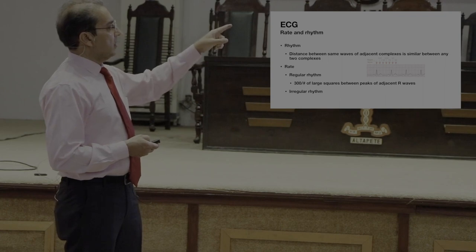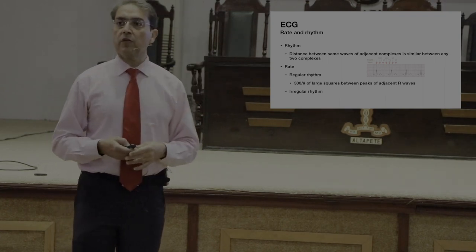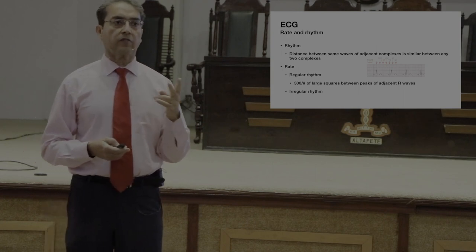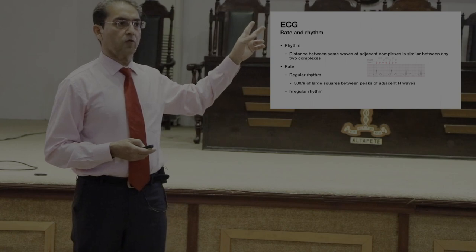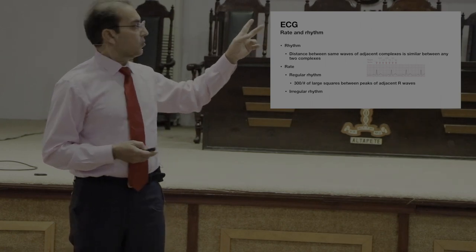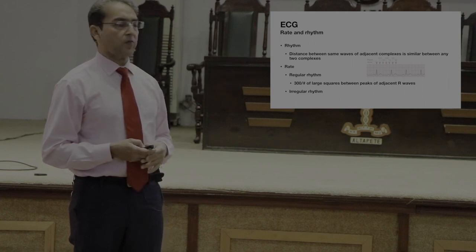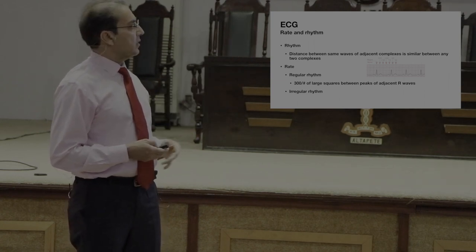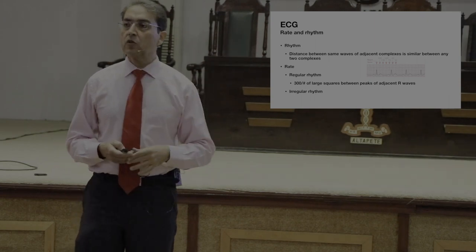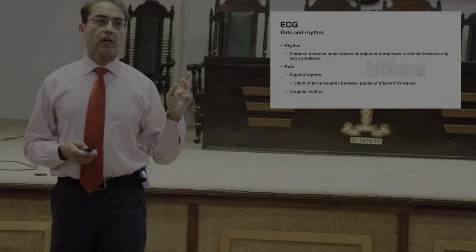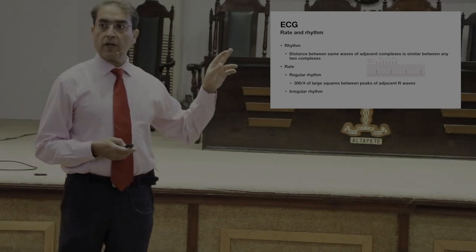If there is one large square between two consecutive R waves, the heart rate will be 300. If there are two squares, it will be 150. If there are three squares, it will be 100. If there are four squares, it will be 75. Similarly, it will be 60 if there are five, or if there are six large squares, this will be 50. So this is how we can calculate a heart rate if the patient has regular rhythm.